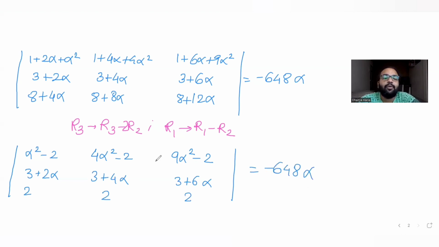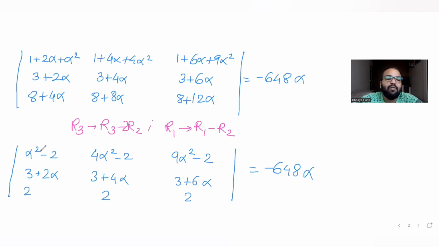So we have tried to reduce our elements as it is. So now I can see here minus 2 is common in all three columns. 2 is also common here, as well as I can see here that 3 plus some value of alpha is common. So I can apply the column operations now directly. Let's say C1 changes to C1 minus C3 and C2 also changes to C2 minus C3. Now let's see what my elements become.